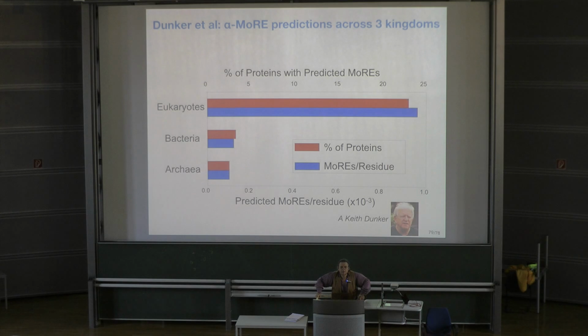Yes? You said the level of disorder is increasing. Where is it increasing? Eukaryotes have a much higher level of disorder. Here we have MoREs, eukaryotes up here, bacteria down here. MoREs are the regions of disorder where you bind to different proteins. And you see it's much, much more in eukaryotes than in prokaryotes. Maybe this is exactly the background to the element of complexity. Maybe that's what we see.